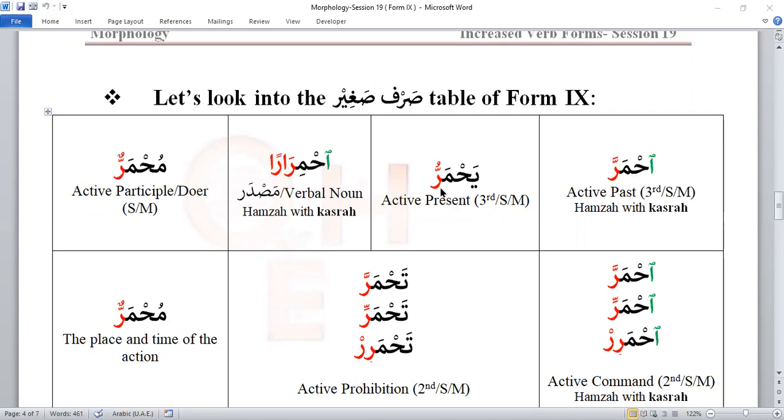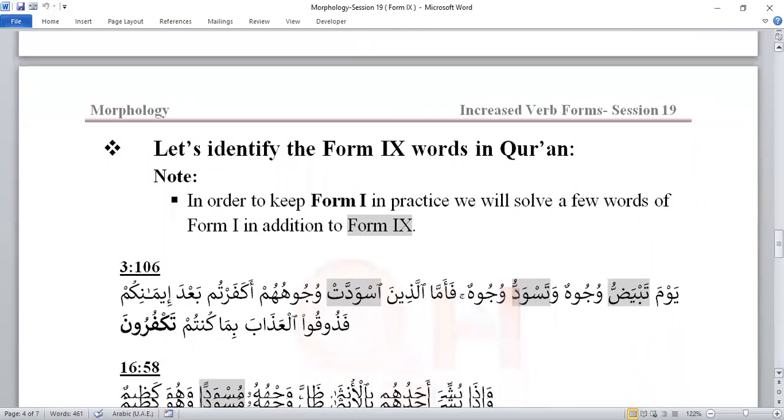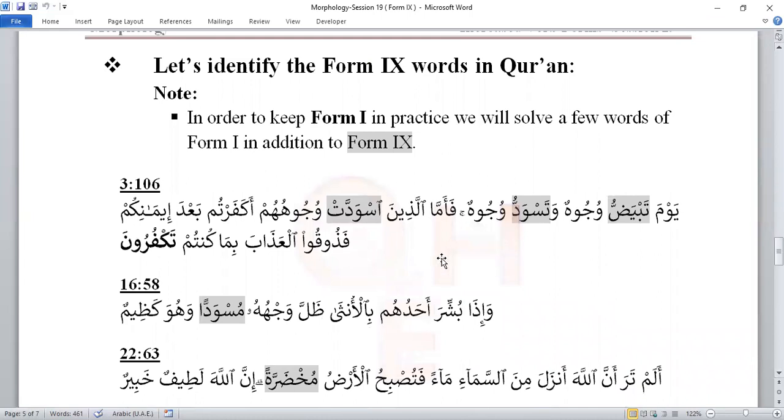Okay, so these are the basic patterns: ihmarra, yahmarru, ihmiraran, muhmarrun, ihmarra, ihmarri, ihmari, tahmarra, tahmarri, tahmari, muhmarrun. Okay. Now let's look into some examples in Quran. We have already highlighted the Form 9 related words from some selected verses. We will always keep that in practice so we don't forget.